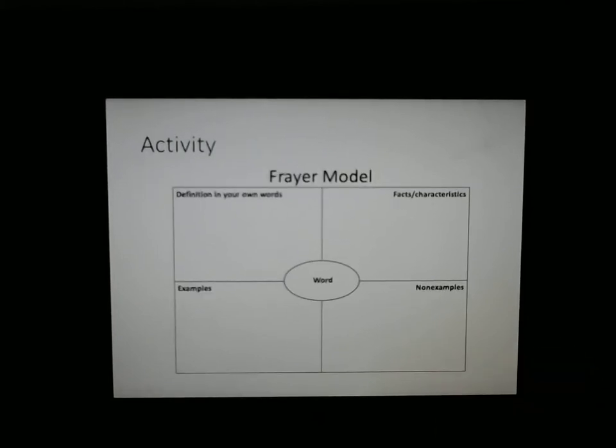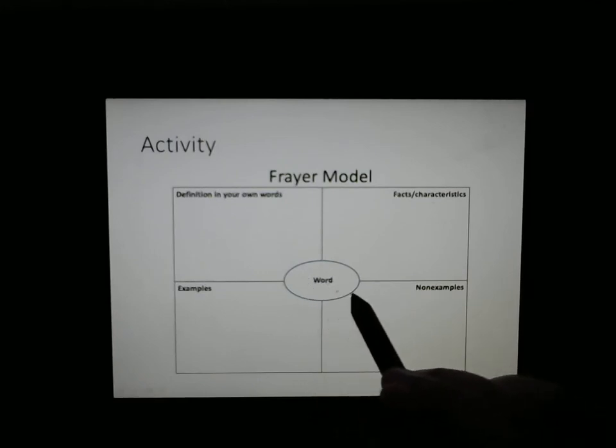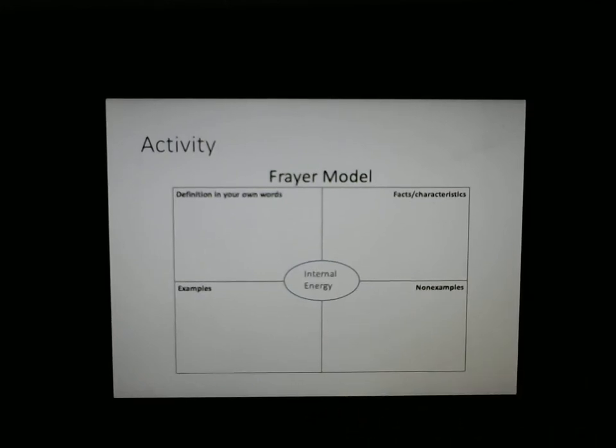this is a Frayer model. It's a good outline to help you practice with anything that asks you to describe or define a particular word in the syllabus. You can add an extra box for drawing a picture. Sometimes that's really good for biology, chemistry, and some of the stuff later in physics. But for this one we don't need to. I'd like you to write the word internal energy here in the middle. Okay, and then you're going to fill it out starting with the examples down the bottom.